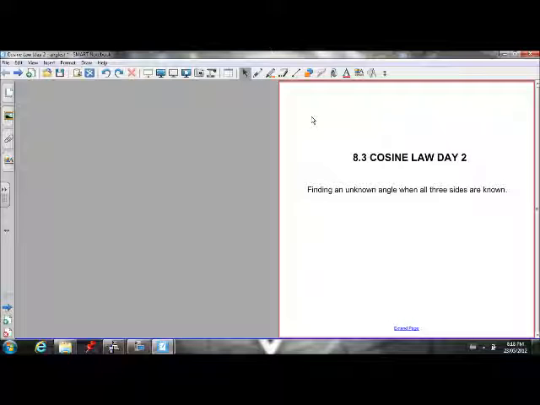Okay, here's the third lesson for Chapter 8. This is the second lesson on cosine law. In this lesson, we're going to learn how to use the cosine law to find an unknown angle when we know all three sides.